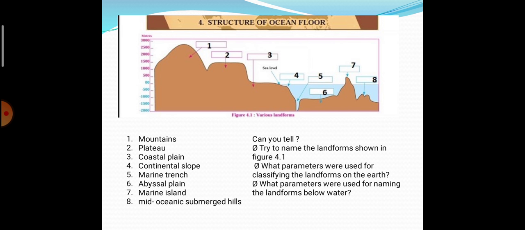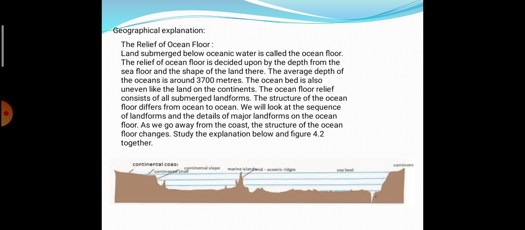Then what parameters are used for naming the landforms below the water? What do you think? Yes, it depends upon the depth of the ocean floor below the sea level, and on the shape of the land, whether it's a plateau, whether it's a trench, whether it's a slope, everything in meters.